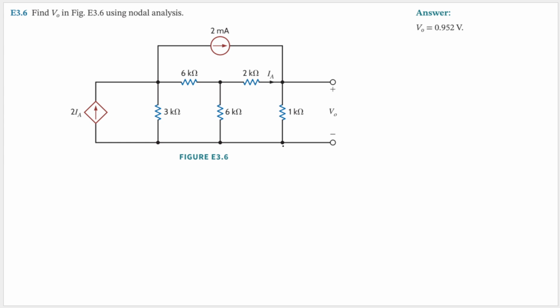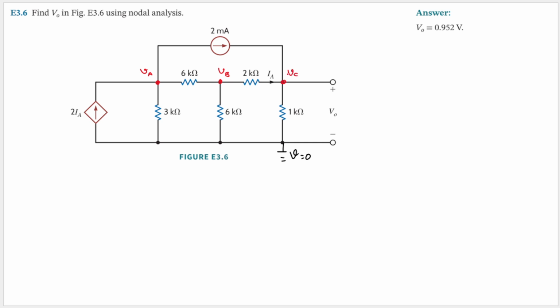Okay, let's set this bottommost node here as our ground. So the voltage here will be 0. So all of this will be 0, the voltage. And let's name our nodes. Let's name this node VA, and then this node here as VB, and then this node here as VC.